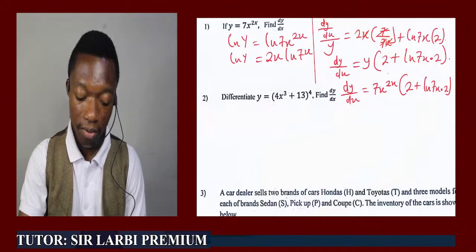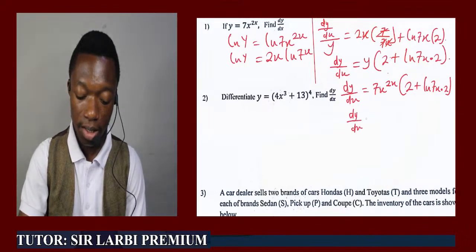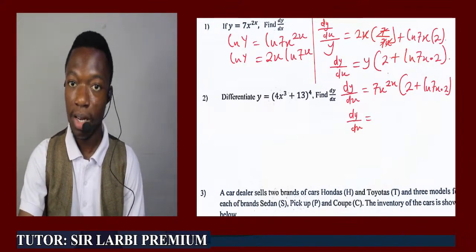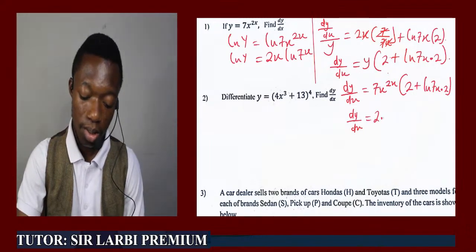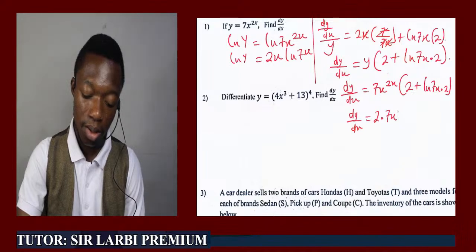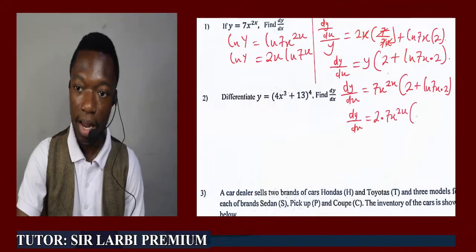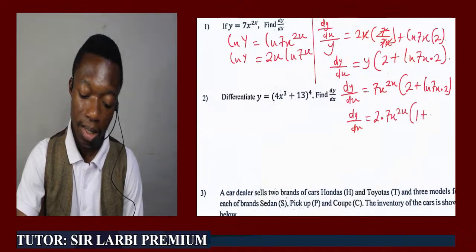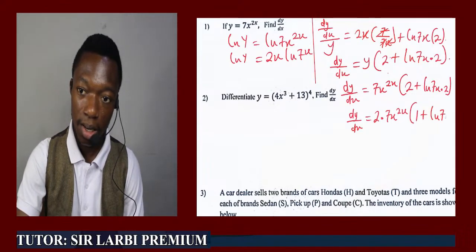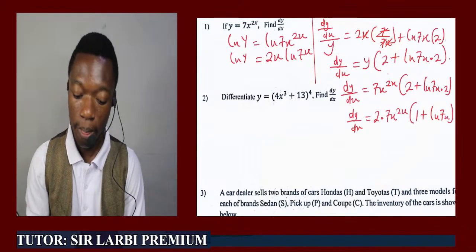We can say that we have what? dy over dx to be equal to, so I can bring the 2 out. So that means I can have what? 2 dot 7x to the power 2x into bracket, I'll have what? 1 here plus log 7x bracket close.